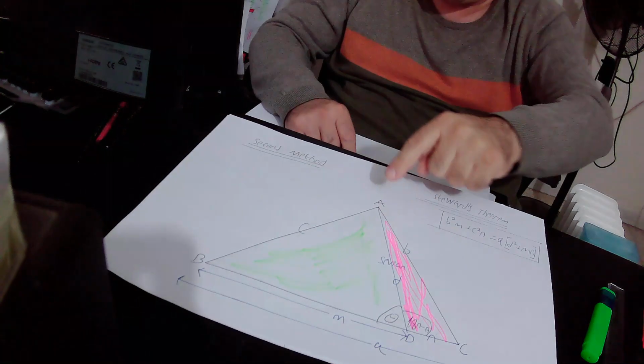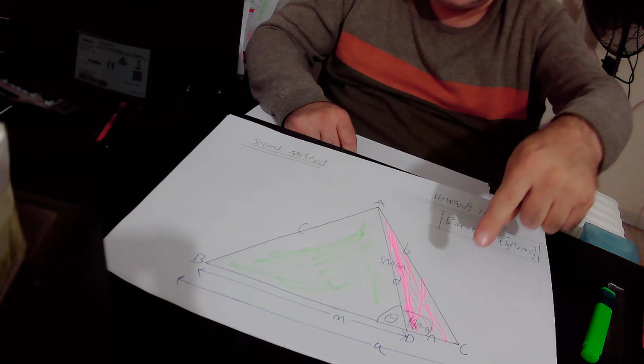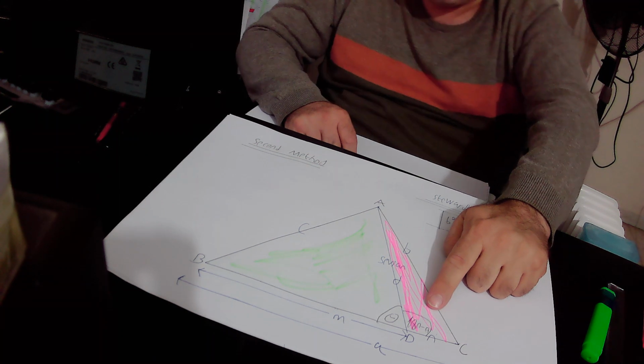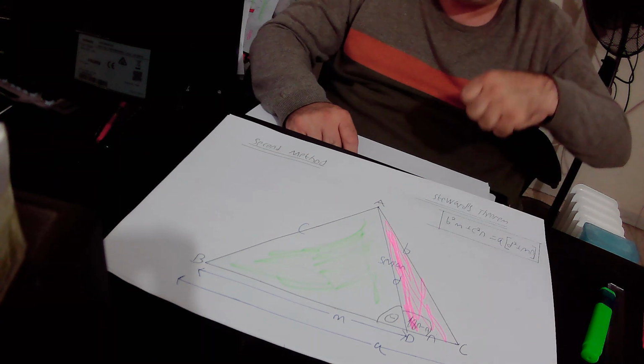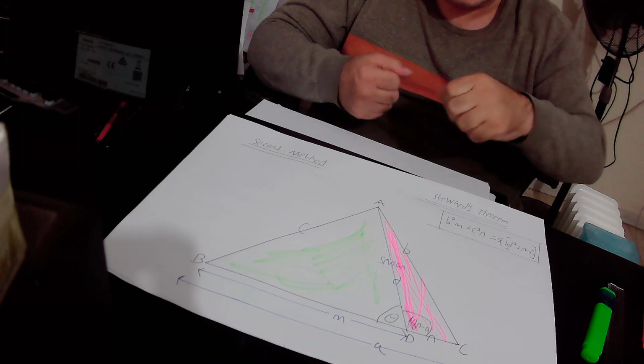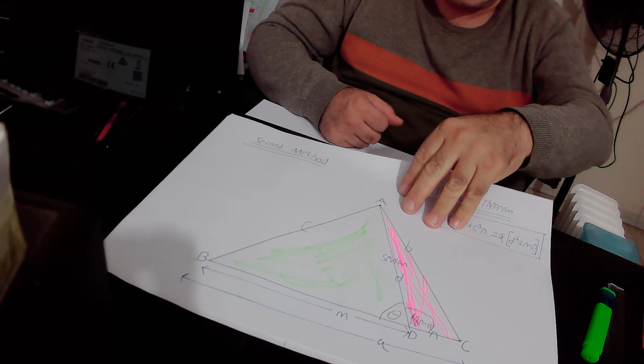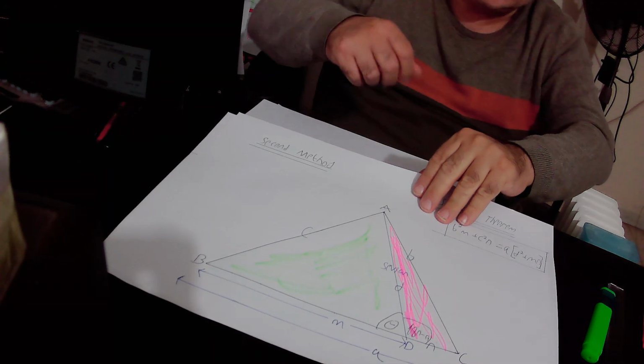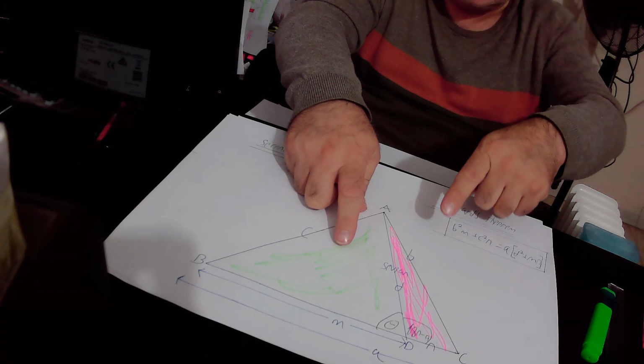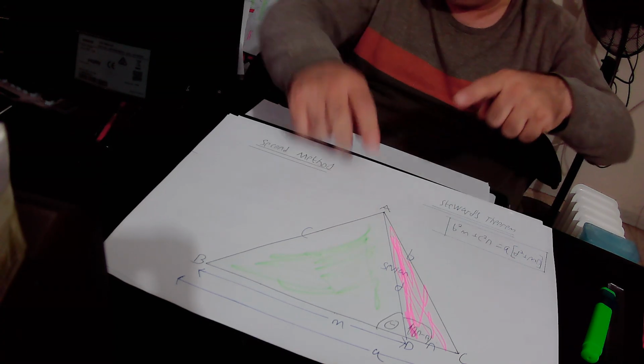In the second method, we defined this angle ADB as theta. Therefore, the missing angle must be equal to 180 degrees minus theta according to rule number 1, that the sum of the angles on one side of a straight line is equal to 180 degrees. Then we implemented the law of cosines on the green triangle and the pink triangle.